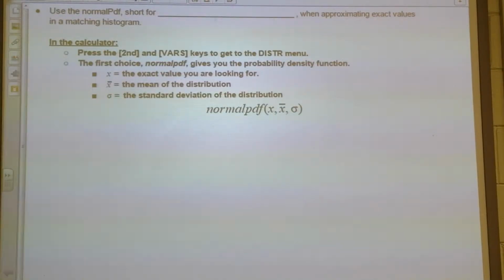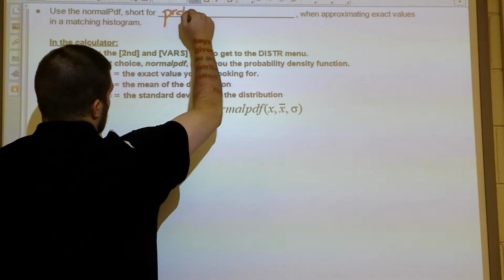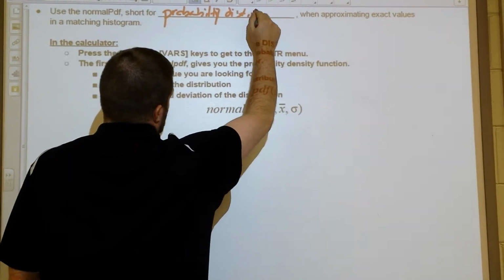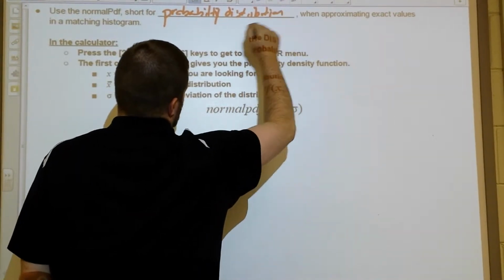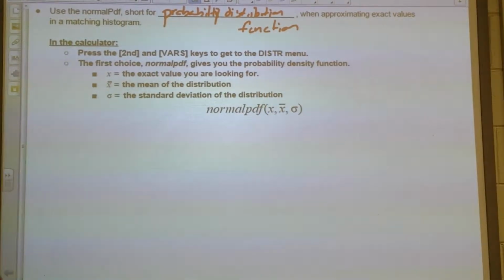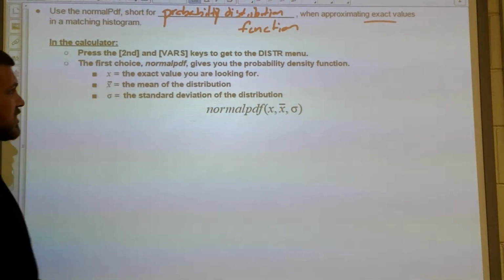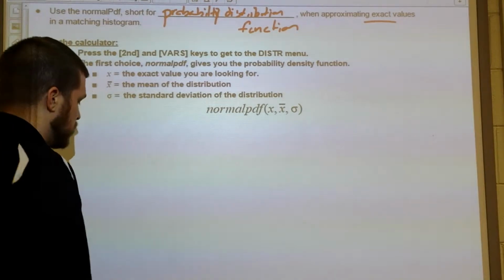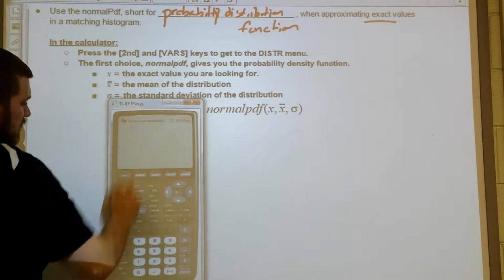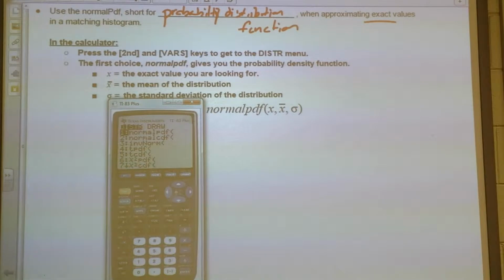The first way is called the normal PDF function in your calculator, and it stands for the probability distribution function. That's what PDF stands for. And it's used when we're looking for exact values. In your calculator, what you're going to do is hit second, vars, and then go to the distribution menu. Let's do that together real quick. So second, vars, go to the distribution menu, and then it's the very first thing, normal PDF.